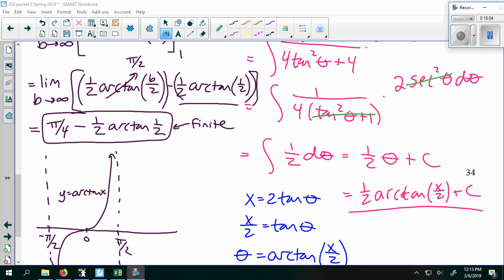Sorry, this is not arctan that I drew. This is tangent. This is y equals tangent of x. So I was looking for outputs of tangent that were infinite, and the input that gives that is pi over 2. So the arctan of infinity is pi over 2.